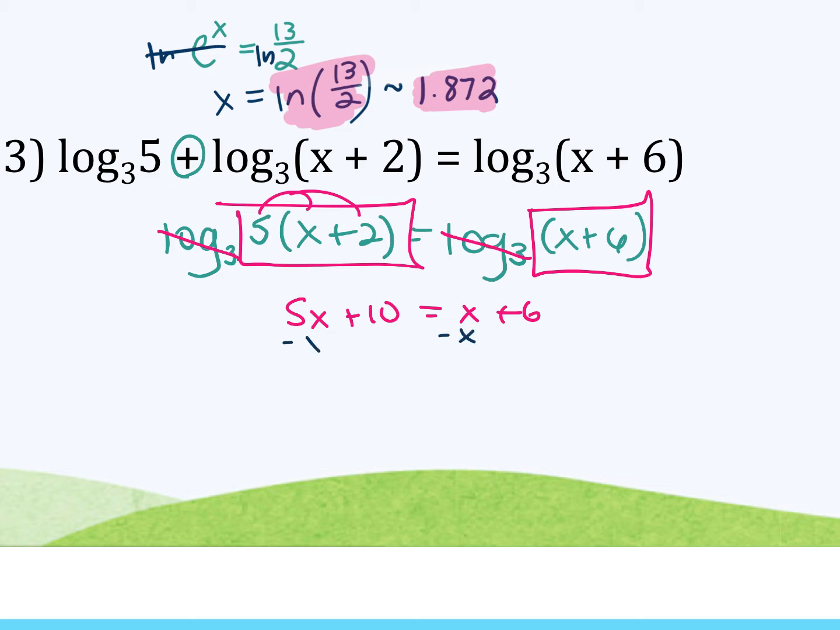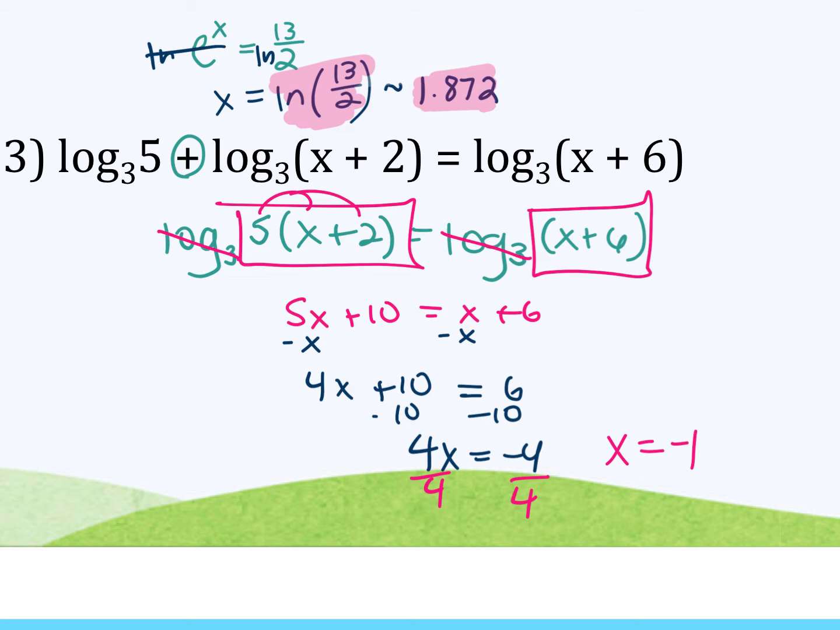Subtract the x. I don't know why I put positive 6. It's just 6. Subtract the 10. Divide by 4. X equals negative 1. It had a log in the beginning, so I have to check this one. I'm going to come back up here. Everywhere there's an x, I would plug in a negative 1.